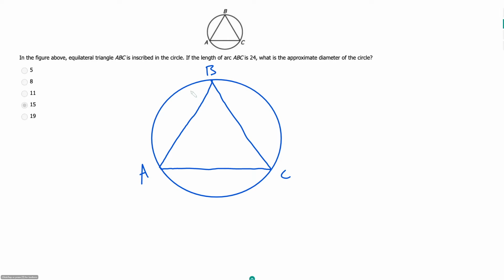In the figure above, equilateral triangle ABC is inscribed in the circle. If the length of arc ABC is 24, what is the approximate diameter of the circle? So what information do we know?